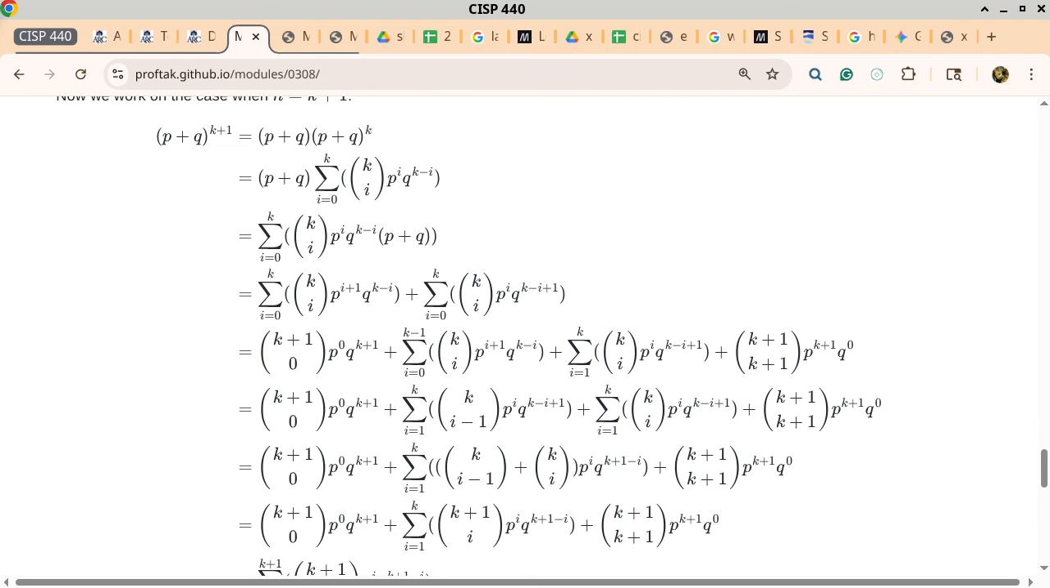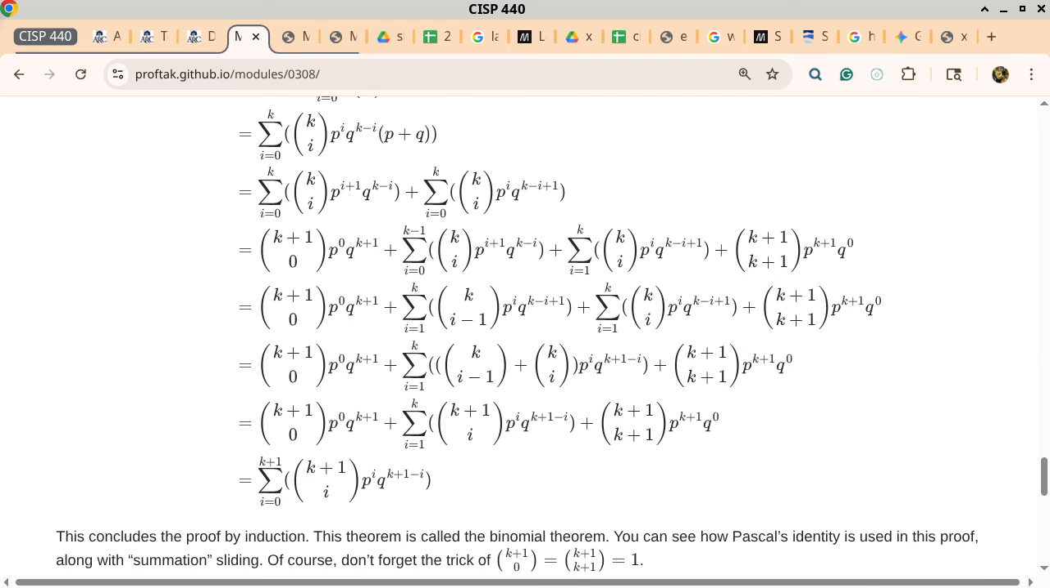So now we go from here to here. That is when we peel off one item out of the sigma and go, okay, I'm going to put you over here and then do the same thing over here.